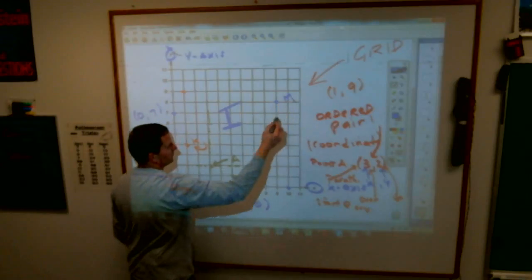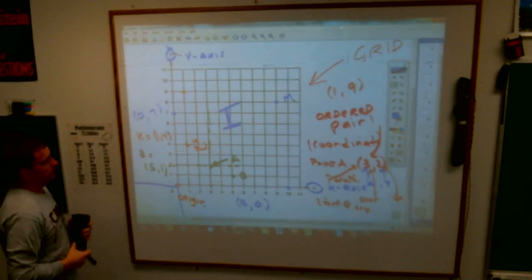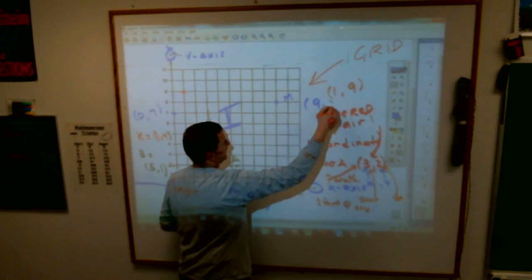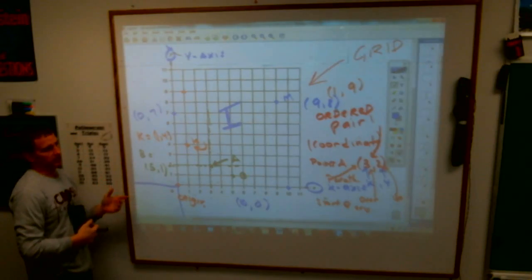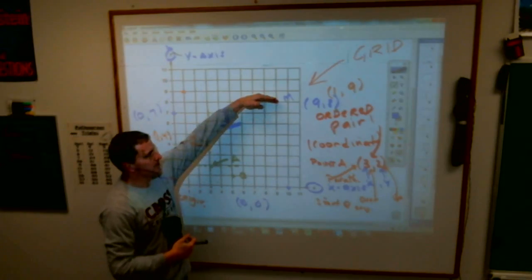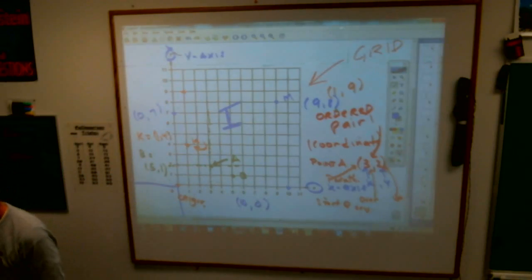How about this point? Let's say that's point M. What would be the coordinates of point M there? Jacob Hoberding says 9 and 8. Yep, it's 9 over and 8 up. Parentheses 9, 8. The one biggest mistake I see people make is they get them mixed up, and they'll put 8, 9. You just have to remember, you're going over first, up second. X first, Y second.